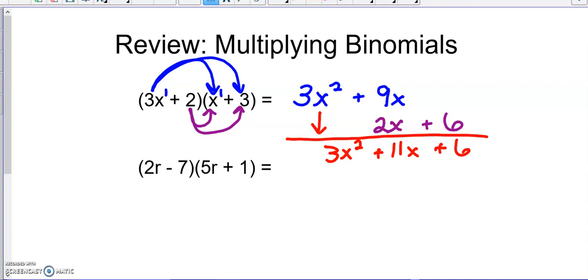Let's do the same thing here for our next set of binomials. So I'm going to have 2r minus 7 times 5r plus 1. I'm going to go ahead and distribute this 2r. So I have 2r times 5r, which is 10r squared. And I have 2r times 1, which is just 2r.